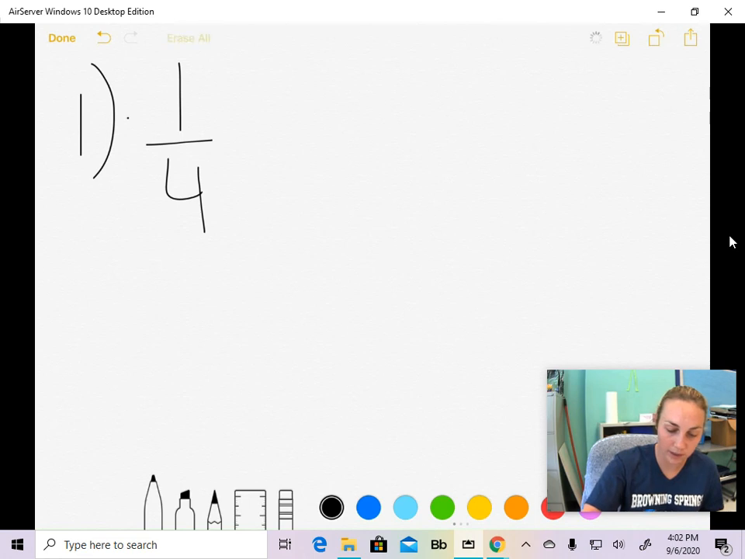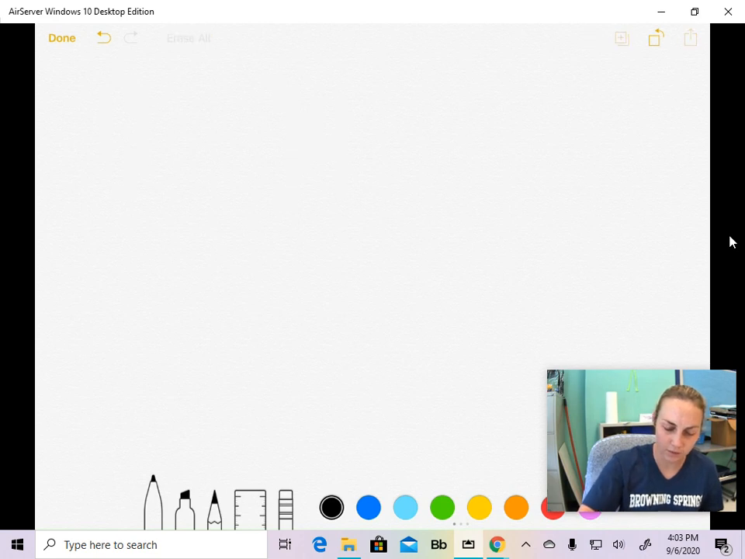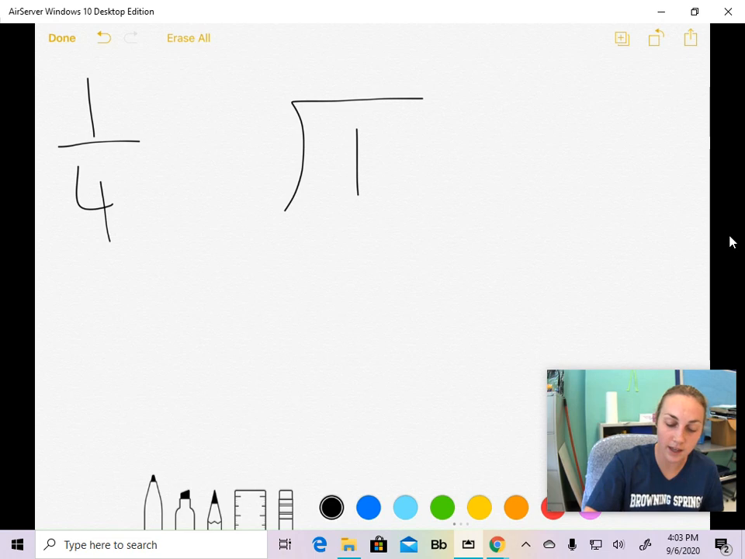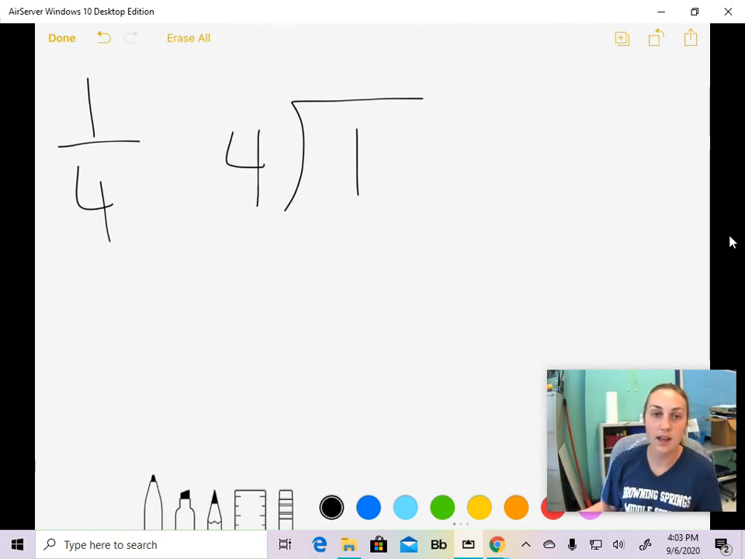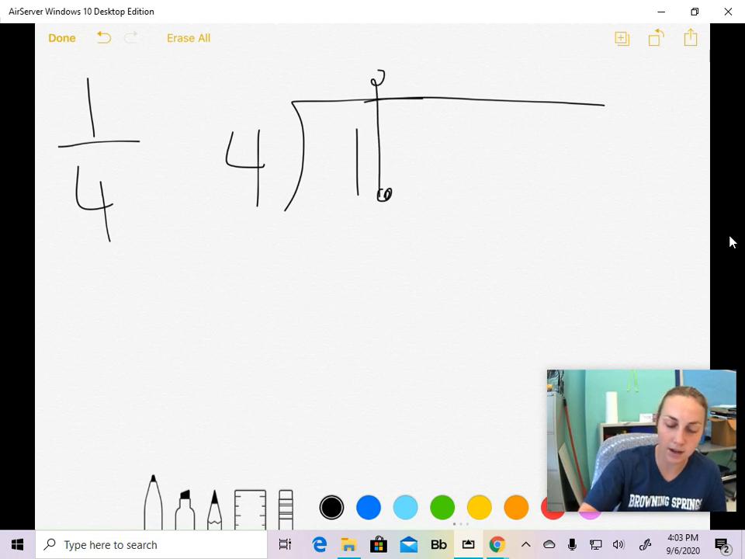So I'm going to erase this. 4 is going to be in the doghouse. Oh, sorry. 1 is going to be in the doghouse. The numerator is always going to be in the doghouse, and the 4 is going to be on the outside. Now, we can't divide 1, or 4 does not go into 1 at all. So we have to put a decimal right here, raise that to the top. That way we know where the decimal is. We're going to add a 0 right there.